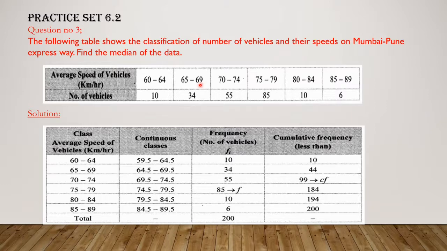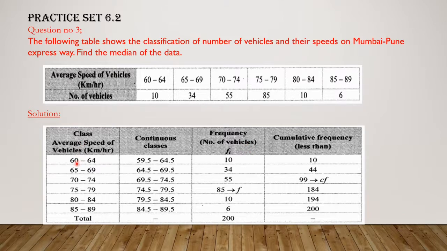Then the solution. Let's prepare the less than cumulative frequency distribution table. In this table, we need 4 columns. The first one is the class, the second is the continuous class, the third is frequency Fi, and the fourth is cumulative frequency, less than type. In the first column, you write the classes that are given.